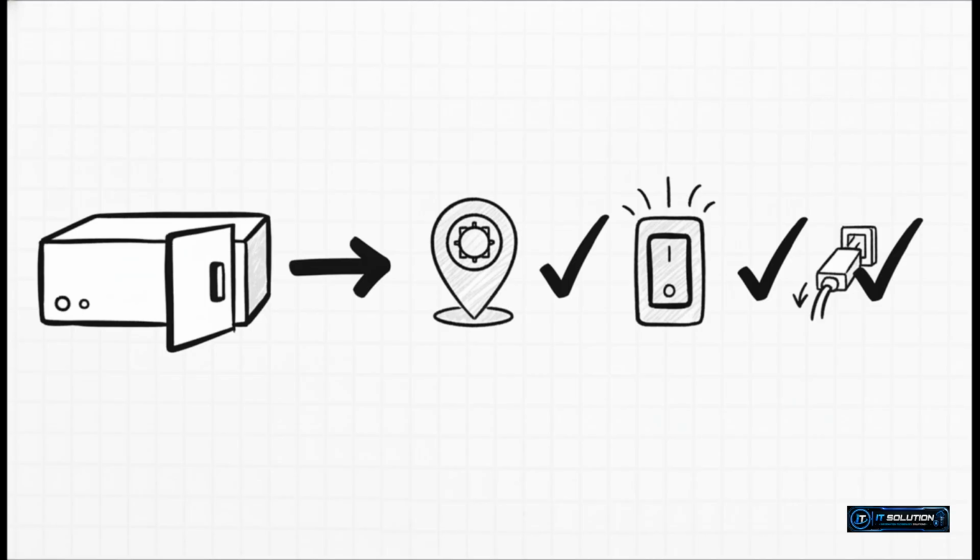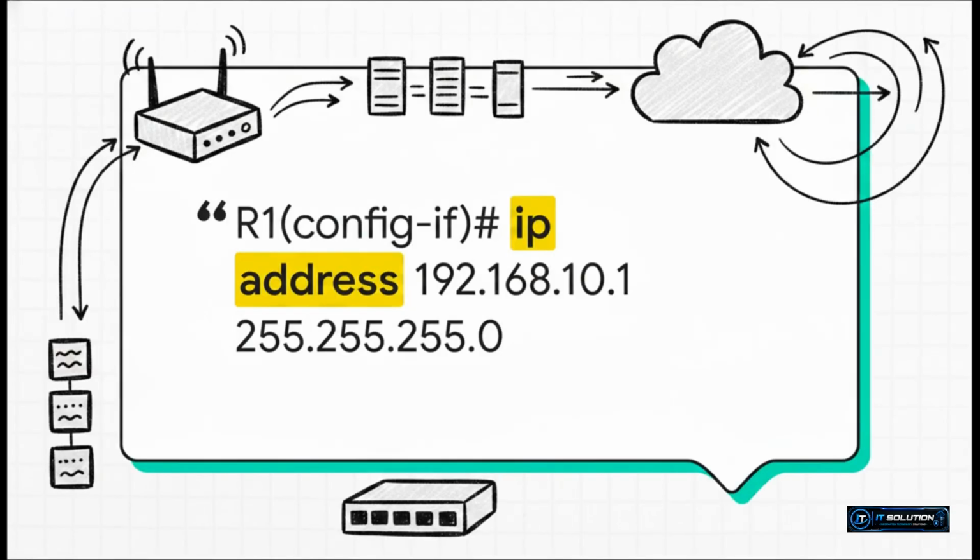It must be explicitly turned on using the no shutdown command, and there must be a live physical cable plugged into it. Here is the exact syntax for assigning that address in interface configuration mode. We type IP address, followed by the IPv4 address and the subnet mask.